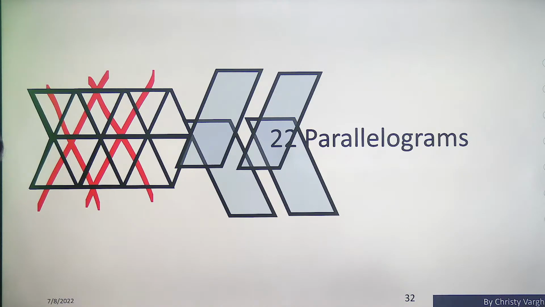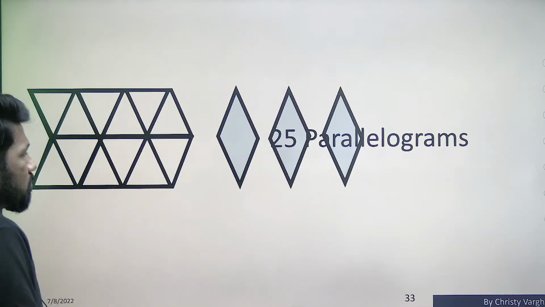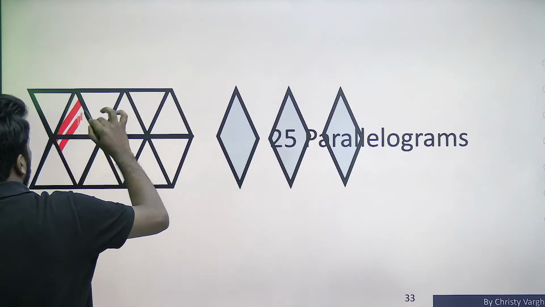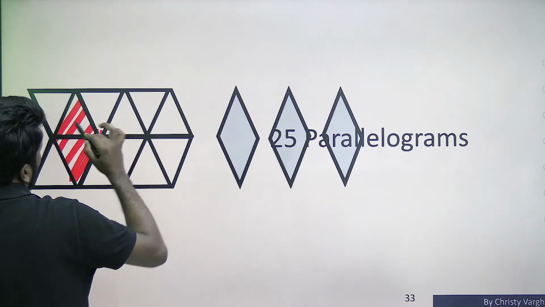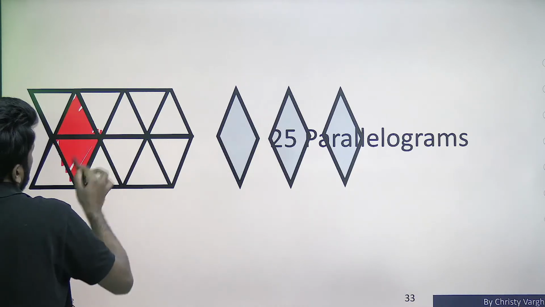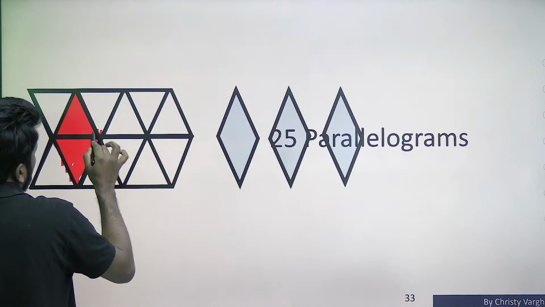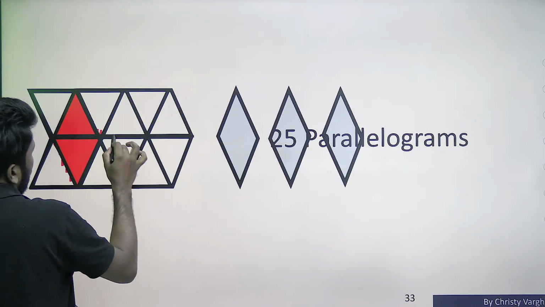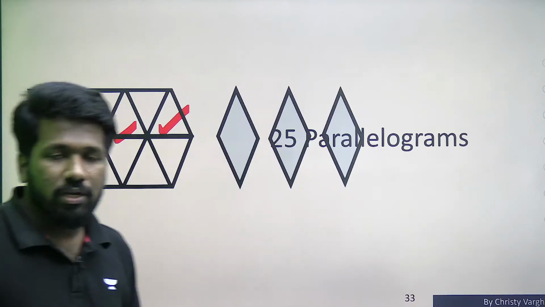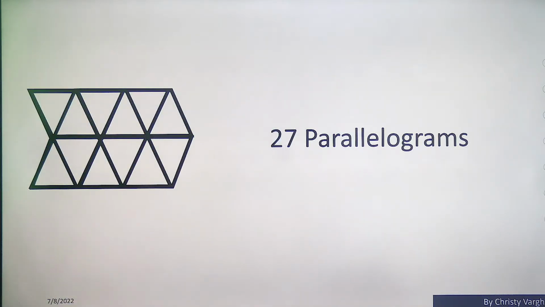22. Now comes the, this may be the 3 parallelograms most of you missed. Because most of you got 24 as the answer. This is a parallelogram, na? This one, can you see this? This is a parallelogram. This diamond shaped thing is a parallelogram. Similarly, this is also a parallelogram. This is also a parallelogram. That is how 22 plus 3, 25. Can you all see that 25?